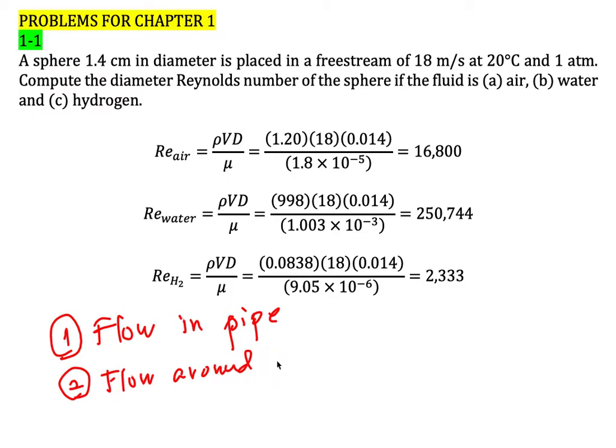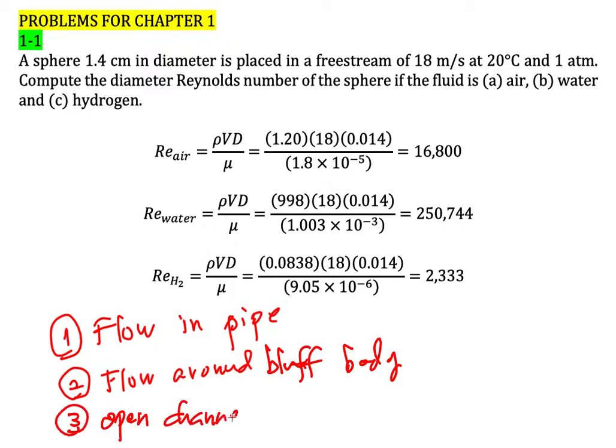Flow around bluff body, and the third one is actually open channel. So as a master student, you must make sure that you know the situation before you use any equation, because sometimes it will give you a different equation and different limit. And then I just bring you the Reynolds number because this is the most common dimensionless number for fluid mechanics.